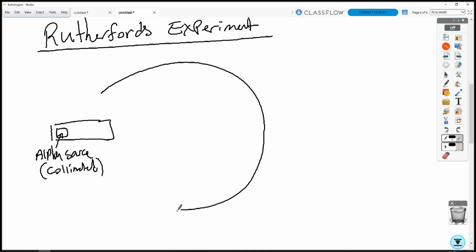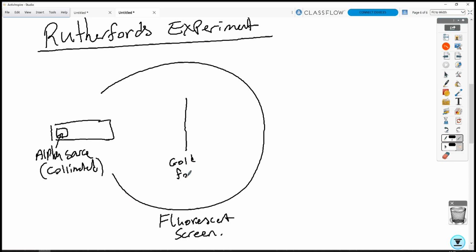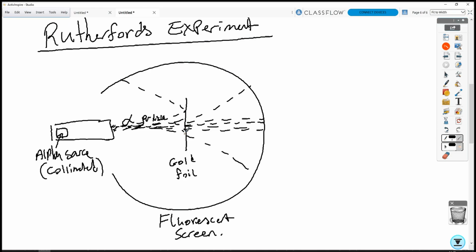Then we have our screen, which surrounds this apparatus. So here I'll label this as the fluorescent screen, and we'll put a gold foil here. Now, sketching our alpha particles. So these are alpha particles. So most of them passed straight through. Some of them had deflections, and some of them even came back.